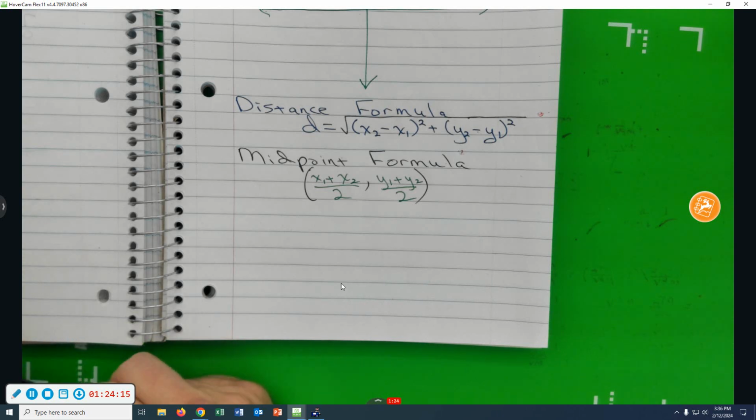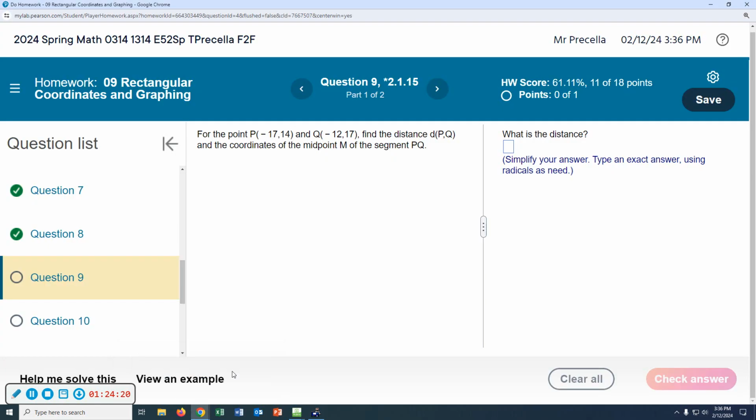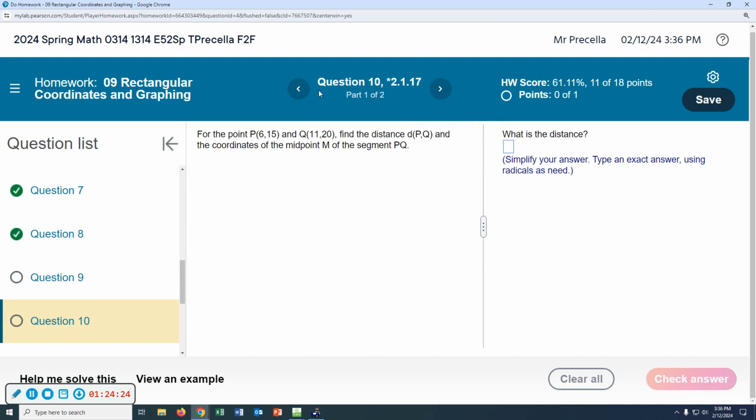Let's look at number 10, is it? Or 9? Number 9. Hey, let's see. 9 and 10 are the exact same. I like to do the one with negatives. I want you to do the one with negatives. Yeah, number 9.